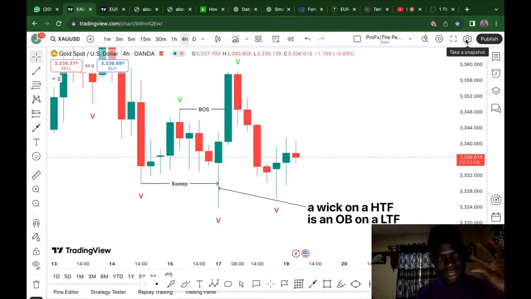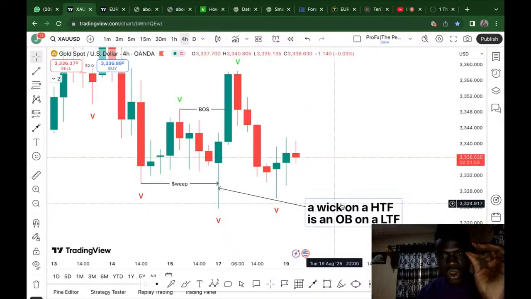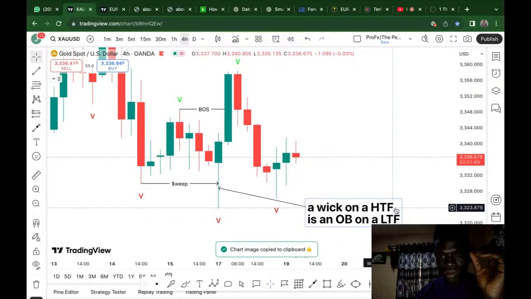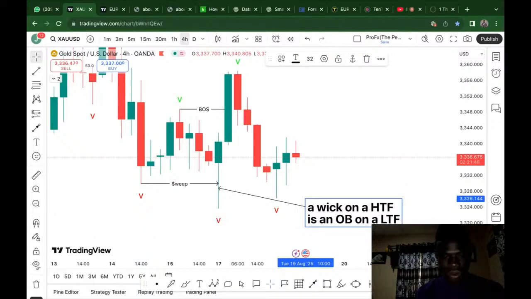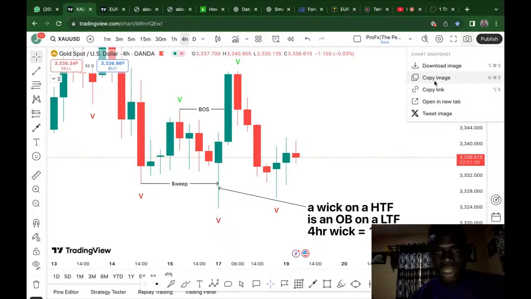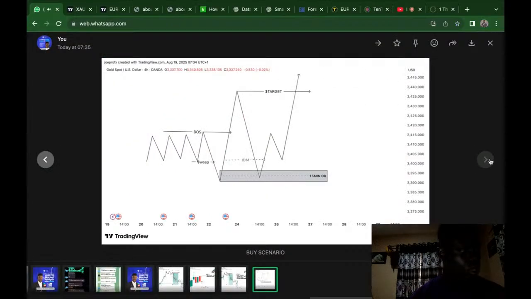So I love details, taking it step by step. A week on a higher time frame is an order block on a lower time frame. So let me give an example here. I would say 4 hour week equals 15 minutes order block. That's an example. So you can see that this is what we are talking about. Are we together?